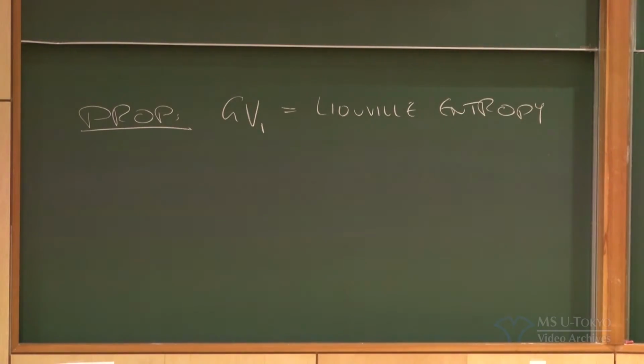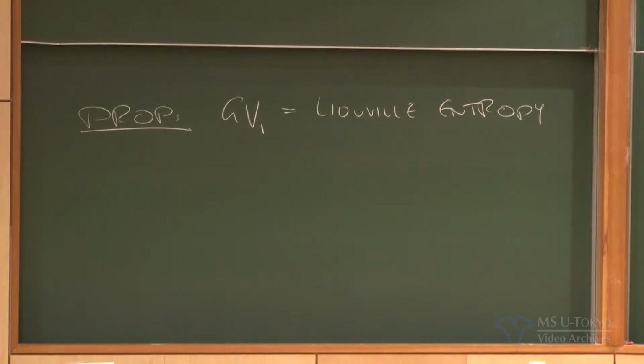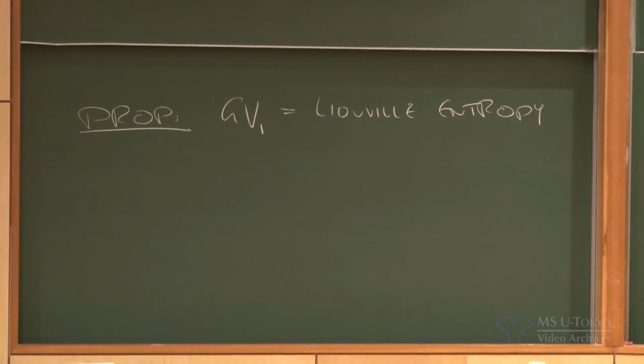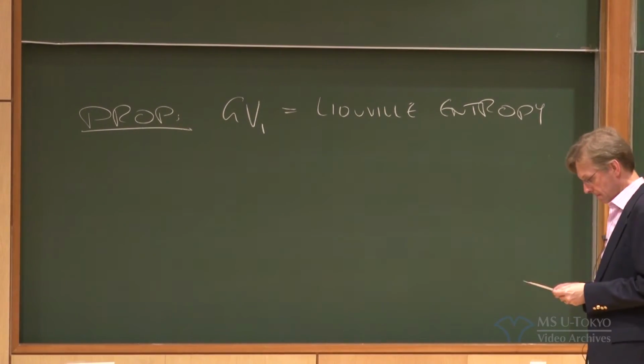Liouville in the sense of the contact form defines a volume, its entropy, as in measure theoretic entropy, turns out to be GV1. That actually turns out to be not rocket science. I want to prove this.